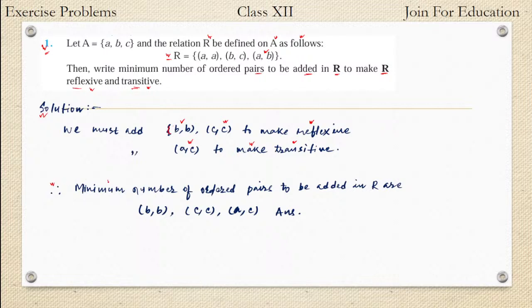Therefore, the minimum number of ordered pairs to be added in R are (B, B), (C, C), and (A, C). So the answer of this question is ordered pairs (B, B), (C, C), and (A, C). I hope there is no problem understanding the solution or explanation of this question.